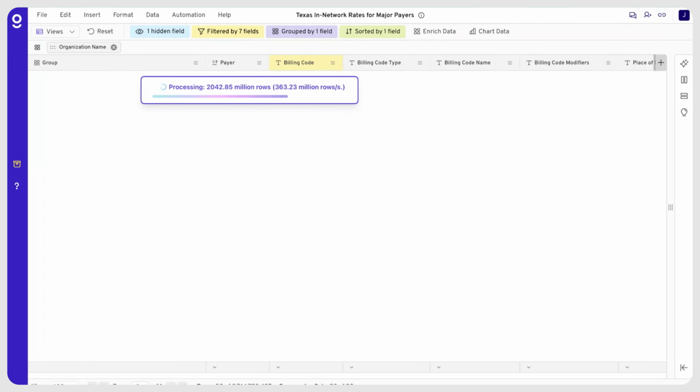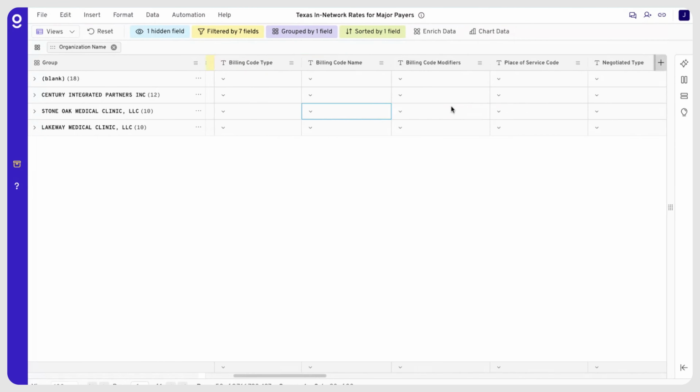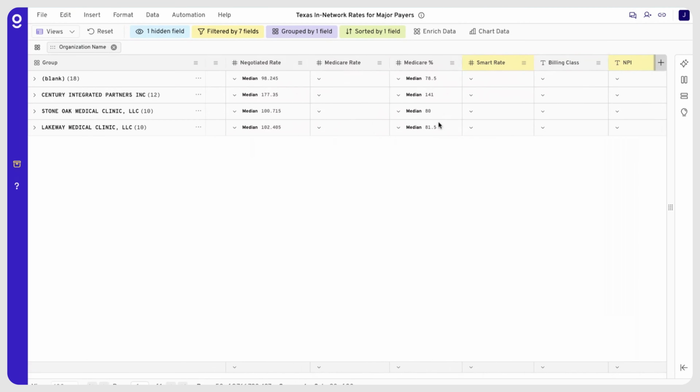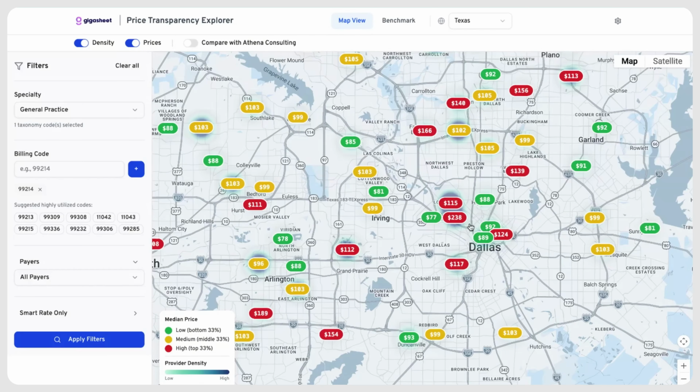So we went from nationwide down to Texas, down to the Dallas Fort Worth area. And now we're just looking at this individual provider here, and we've calculated their median negotiated rates for office visit. We can see here that Century Integrated Partners, this organization, has the strongest reimbursement rates based on these codes. So that's a quick look at how you can use price transparency, the price map, to dig into this data and take a look.